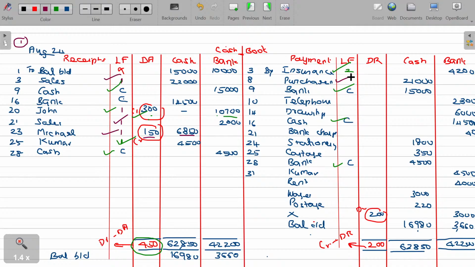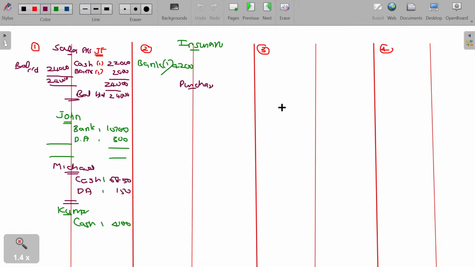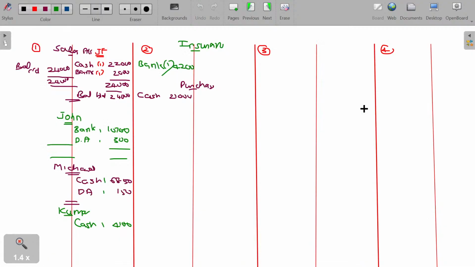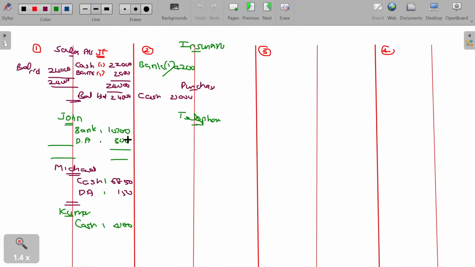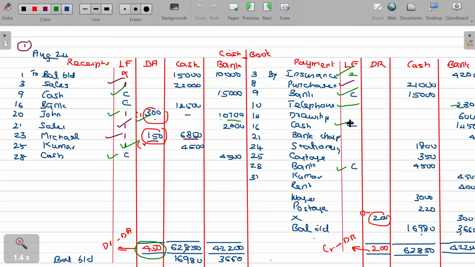Here in credit side means there it is in debit side, purchases. Debit side, what's the value? 21,000 cash. Cash 21,000. Any other purchases available here? Only one purchases. What about the bank, sir? No need to record. But now we have to record telephone. Telephone. The payment is 2,500 from bank. Bank 2,300. Telephone is over. And then drawings.